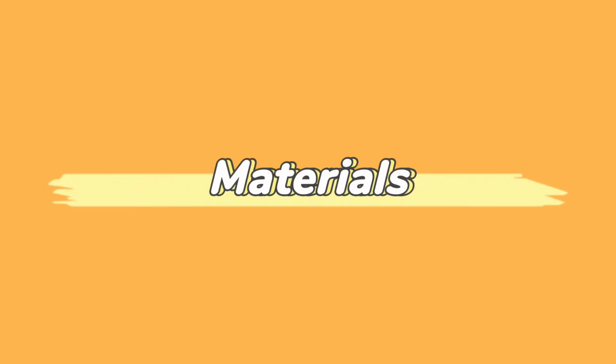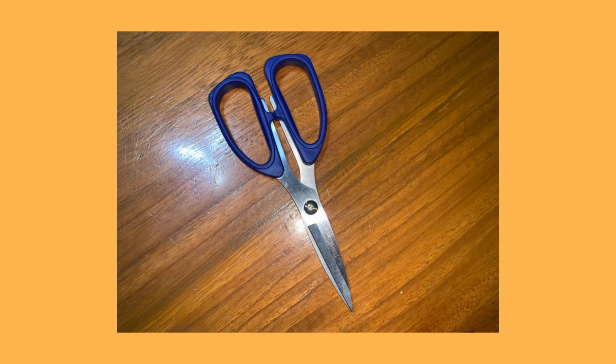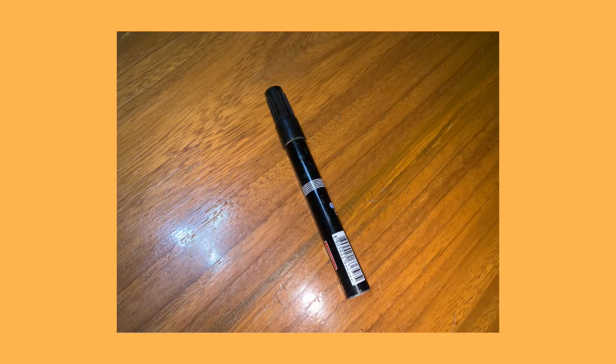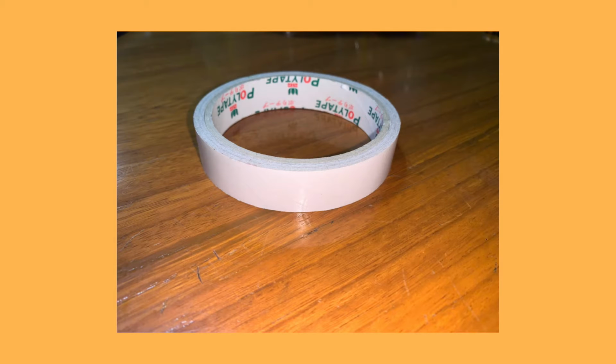These are the materials that I have used in creating the place value slider: long bond paper or any white paper, construction paper, scissors, cutter, marker, double-sided tape or glue, ruler, and folder.